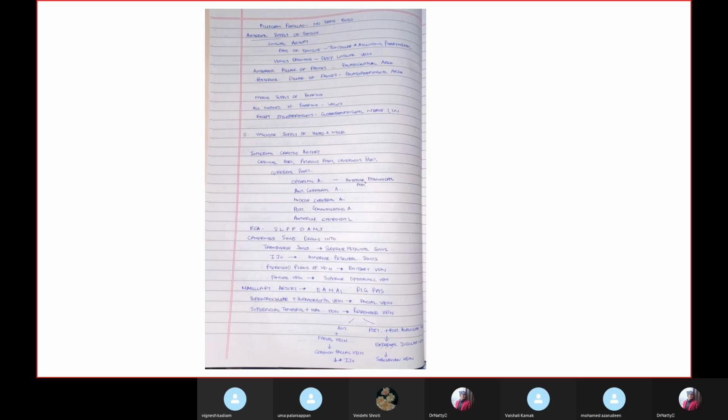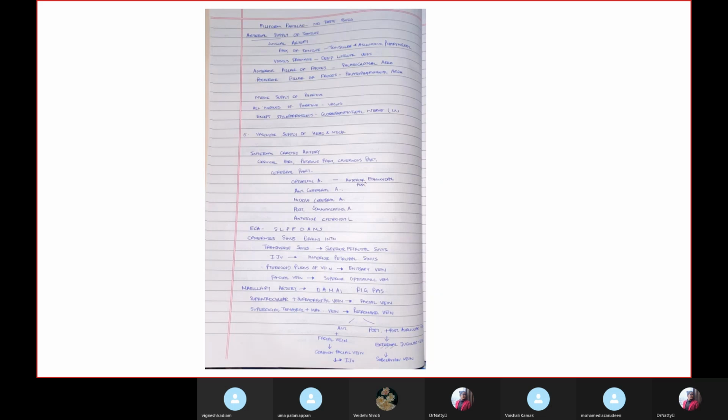Then we have arterial supply. Majorly it is lingual artery. Apart from that, we have other arteries, namely tonsillar artery and ascending pharyngeal artery. Anterior faucial pillar formed by palatoglossal arch, formed by the palatoglossus muscle. Posterior faucial pillar is known as palatopharyngeal arch, formed by palatopharyngeus muscle.